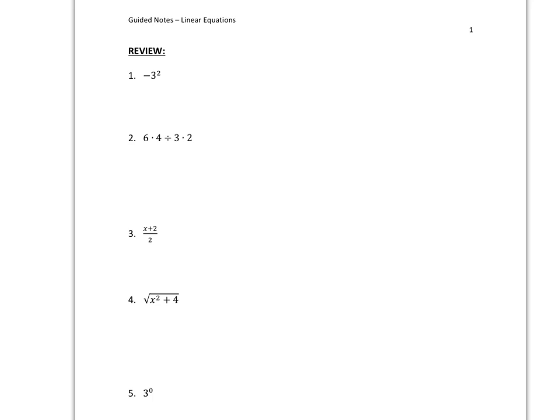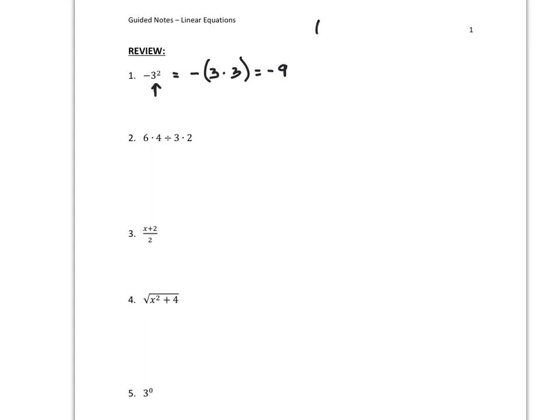Hello. Before we start solving linear equations, let's review. Number one, the base on that exponent of 2 is only the 3. So what this problem means is negative 1 times 3 squared. You want to square the 3, which gives you 9, and then multiply by the negative 1. So the answer is negative 9.